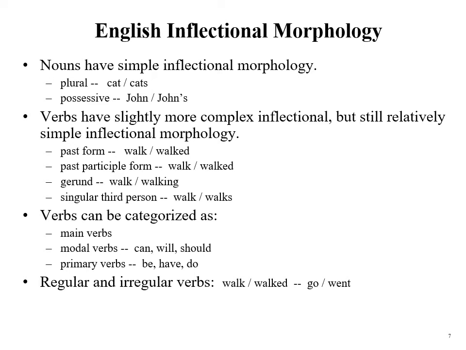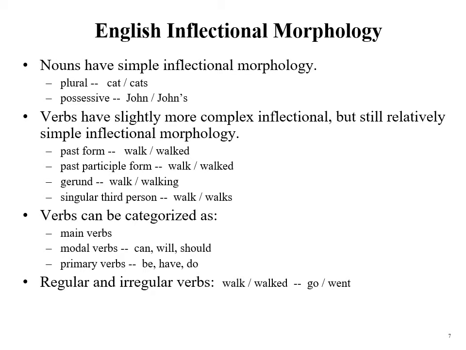So these are some other examples of English inflectional morphology. Nouns have simple inflectional morphology. In the plural form, you can make cat into cats, and the possessive, John and John's. These are inflectional morphology.